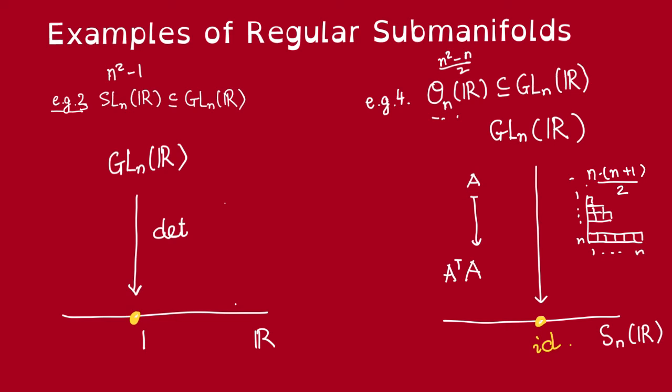Alright, so those are some examples of regular submanifolds. Next we'll show why regular submanifolds and embedded submanifolds are basically the same thing.